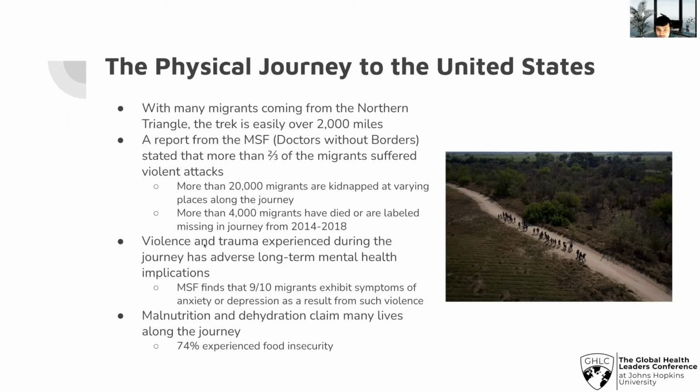Violence and trauma experienced during this journey has also led to many mental health implications. Specifically, about 9 out of 10 migrants exhibit symptoms of anxiety or depression as a result of the violence they face on their journey to the United States. And lastly, malnutrition and dehydration claim many lives along the journey, especially when crossing deserts and jungles where there are not that many resources. And a record 74% of migrants face food insecurity on their journey.